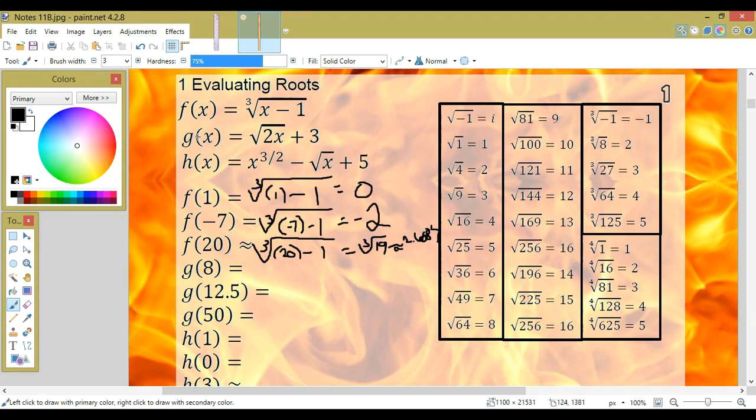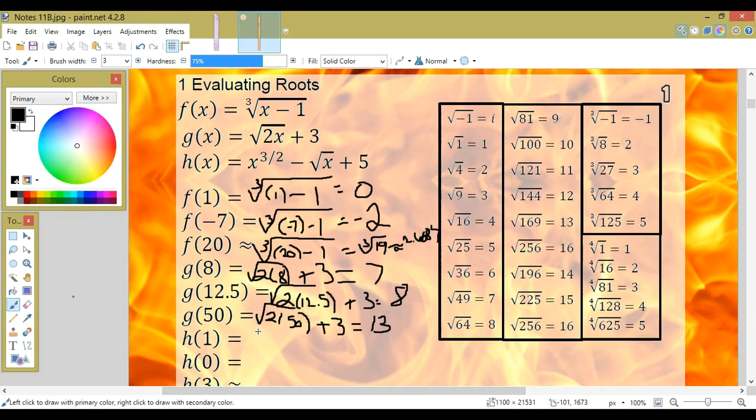The next one we have g of 8. So we're going to use the g function to find this. So instead of x, we put in parentheses 8. And if you put that into the calculator, you get 7. Next one, we replace x with parentheses 12.5. When you plug that into the calculator, you'll get 8. Now let's plug in for x 50. G of 50. You should get 13.